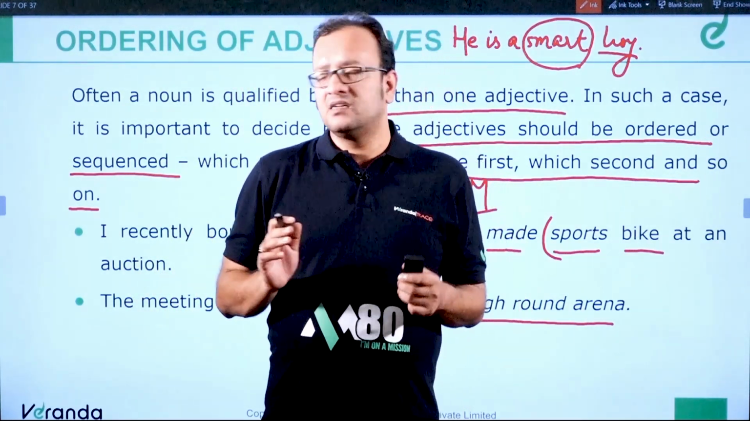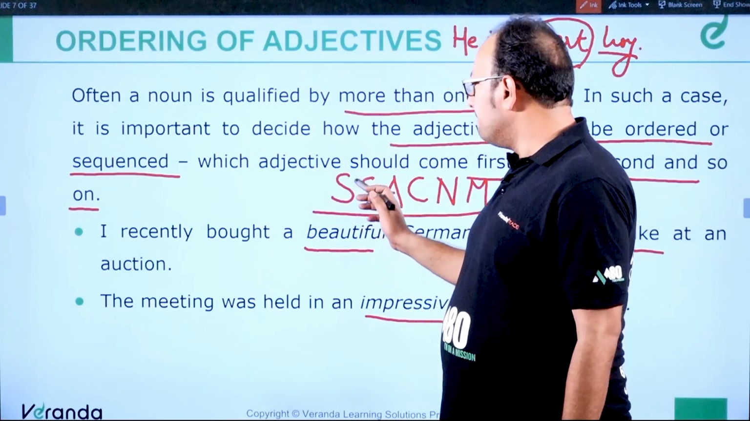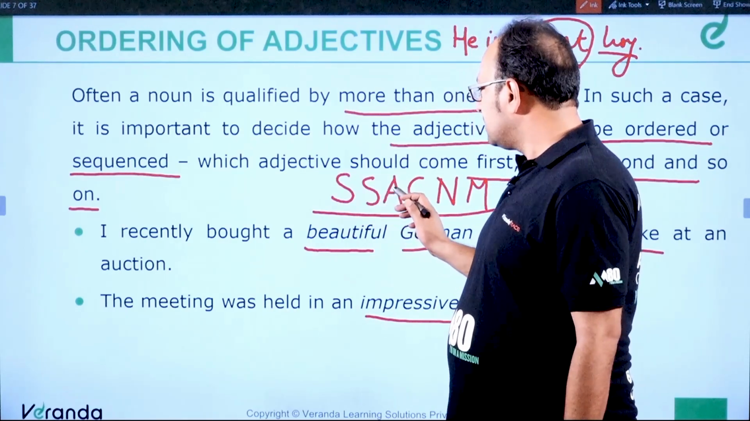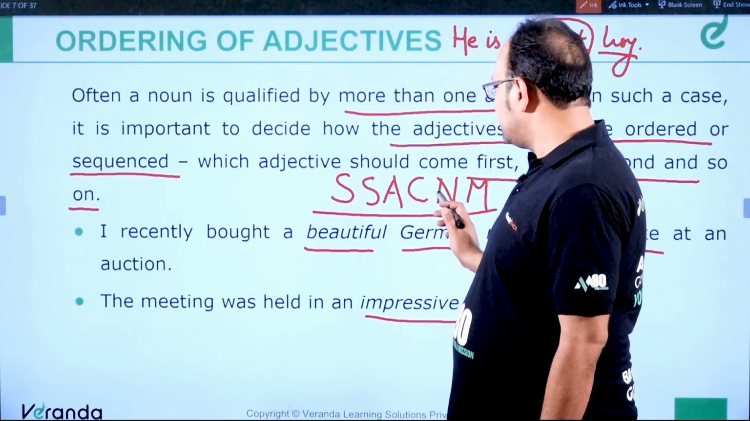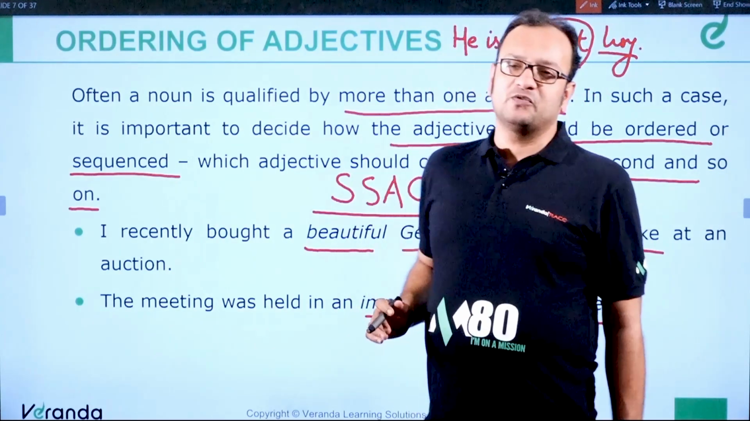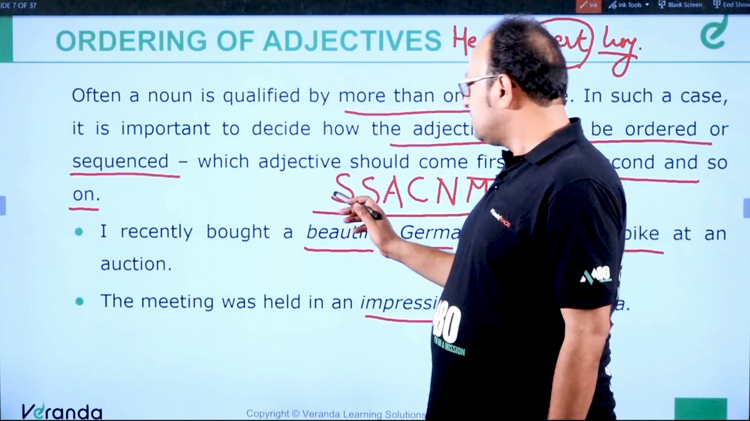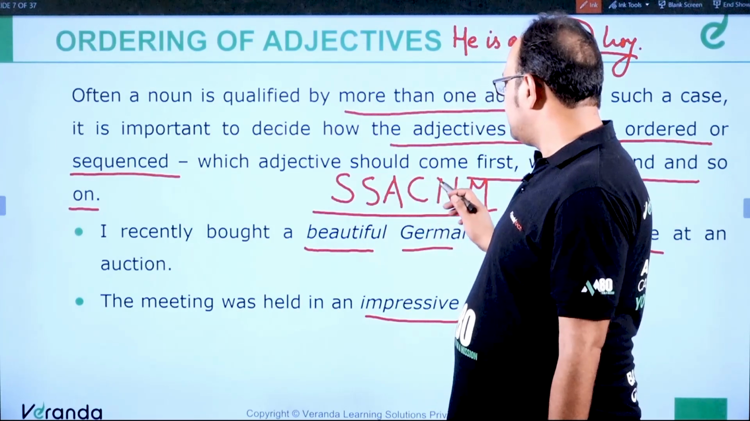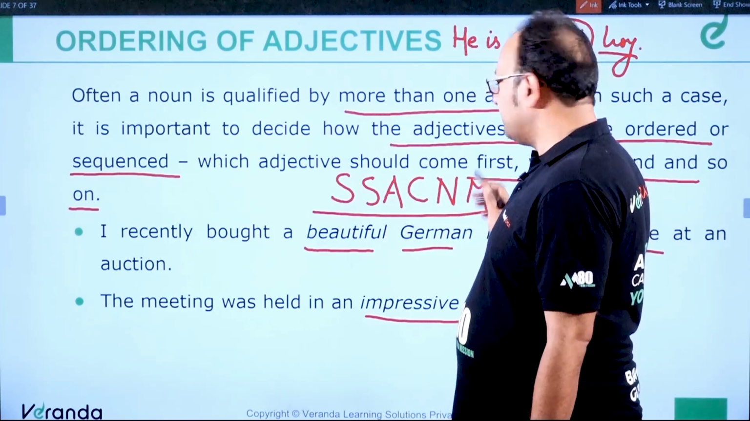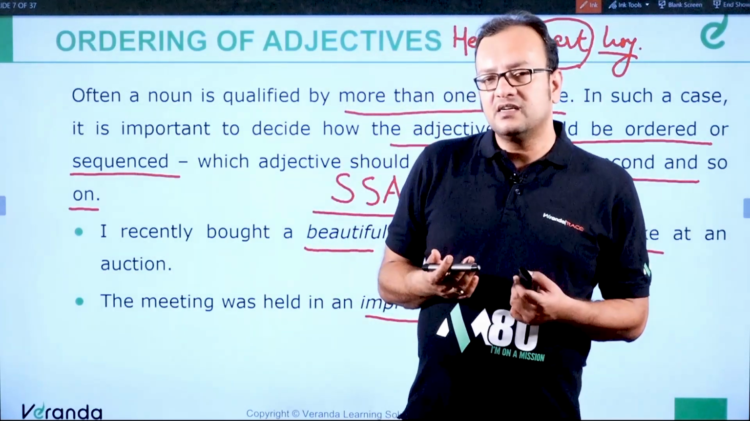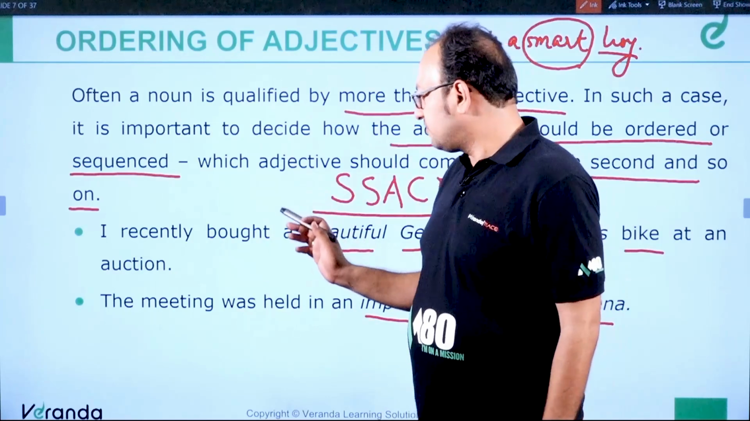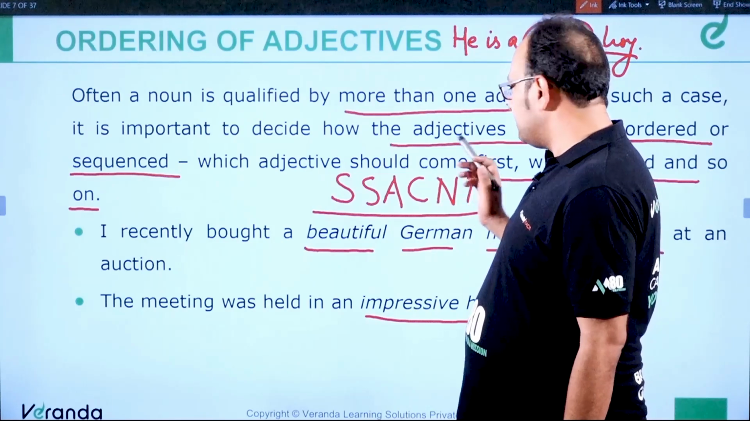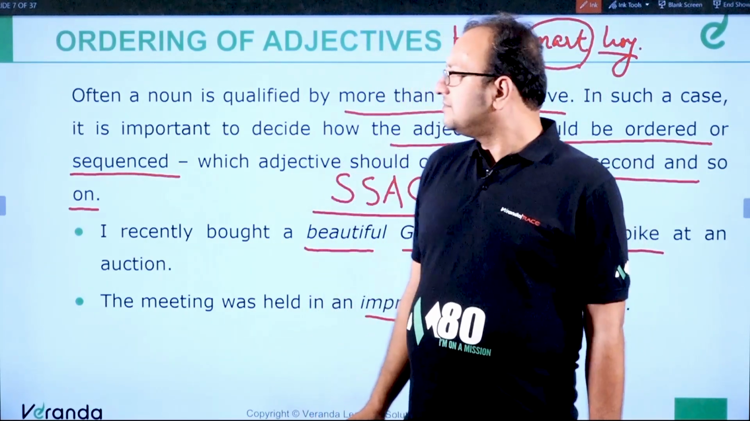So let me give you one very good example. I bought a big round, size. See, size. I bought a big round 30-year-old black American table. This way it should be used. SSACNM. I bought a big round 10-year-old white British umbrella. This way we can use the order of adjectives. I'll repeat for you once again: size, shape, age, color or complexion, nationality and material noun. Clear? Moving ahead.